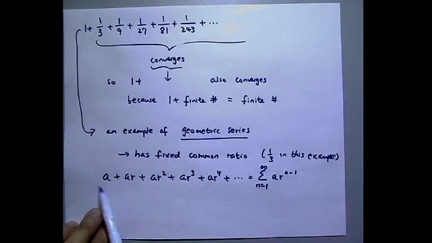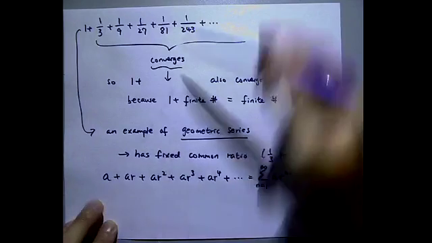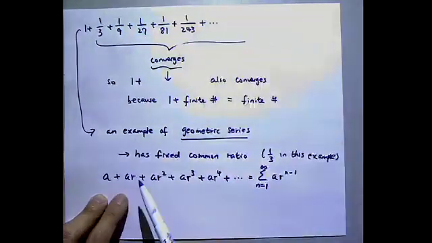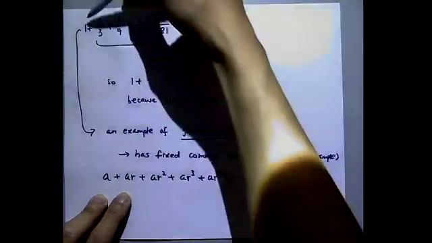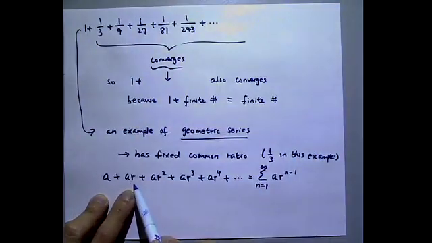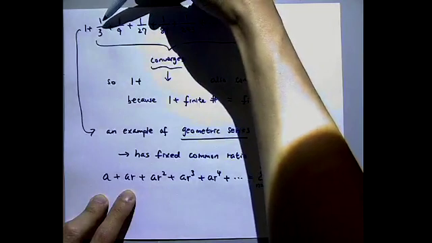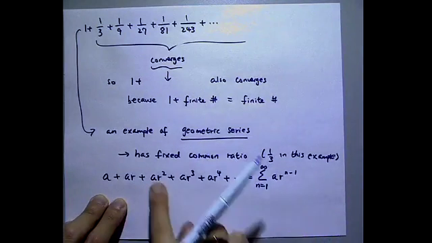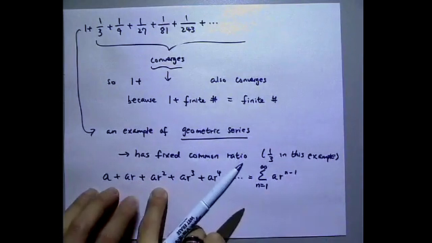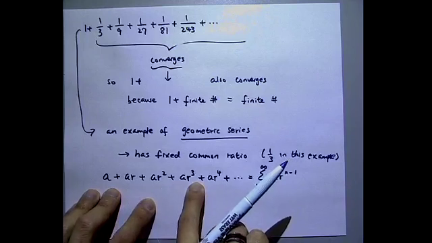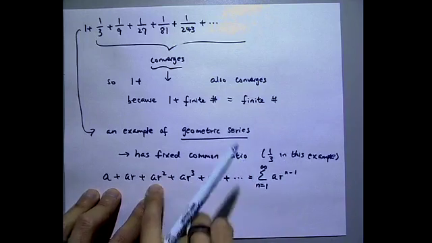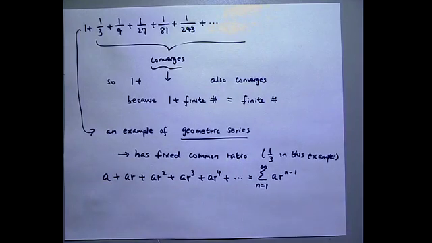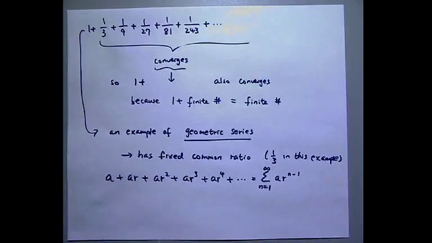A is the first term. In our example, A is 1. The next one is whatever the first number was, 1 in our example, multiplied by the common ratio, 1 over 3. Then AR squared is AR times another R. So it's the previous term times the ratio again. This is AR squared times R. So another one of these multiplied by R again, and so on. Okay?